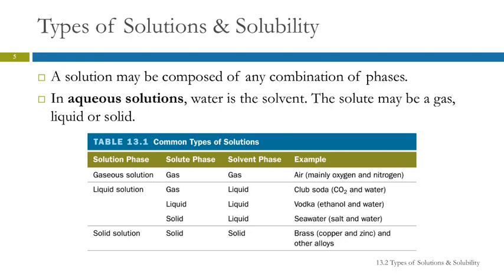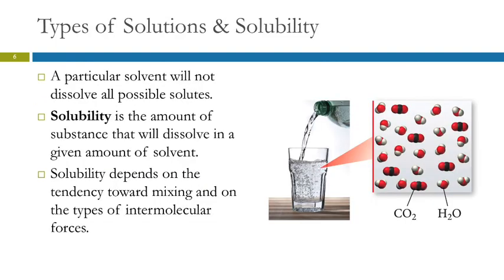When we talk about an aqueous solution, the word aqueous tells us that the solvent is water. And water is like the universal solvent. It's a very, very common solvent, and so lots of aqueous solutions. Water dissolves a lot of things, but it will not dissolve everything. Not everything will dissolve in water. Solubility is a term describing how much of a substance will dissolve in a particular amount of solvent. And the solubility depends on several things, including the tendency towards mixing and the types of intermolecular forces.